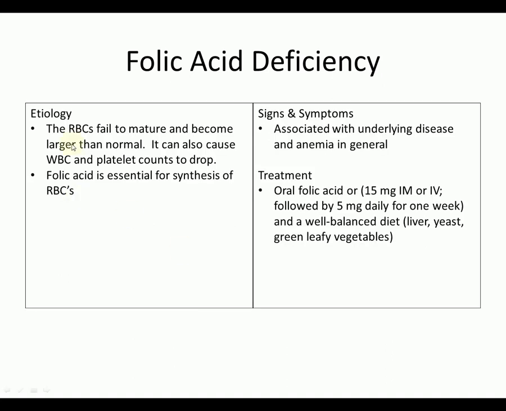Okay, the etiology is the red blood cells fail to mature and become larger than normal. It can cause the white blood cells and the platelet counts to drop. Folic acid is essential for the synthesis of red blood cells. Signs and symptoms are associated with the underlying disease and anemia in general.